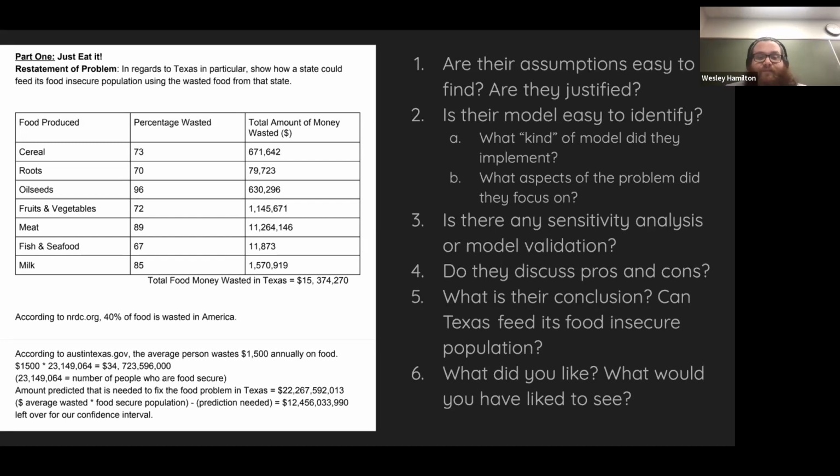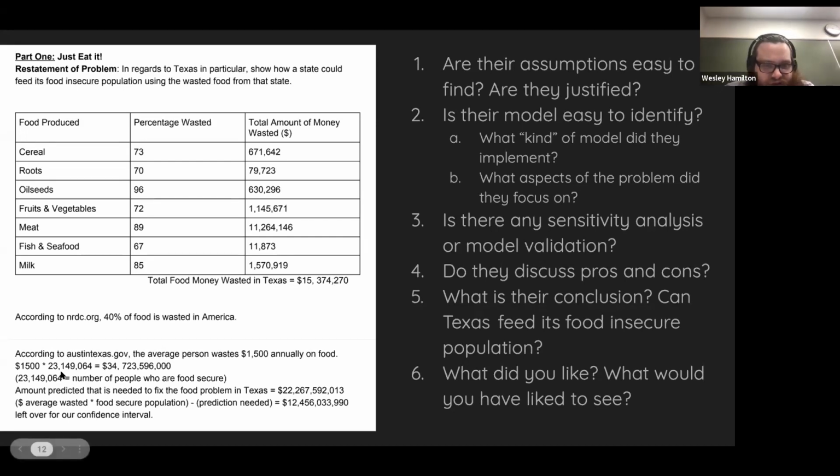Okay. There's a lot to be desired in the submission. Another response says: I can't see how the table and total food money wasted in Texas comes into play. That's a very good point, and exactly something I was thinking. We notice they have a table where they split food into different groups, with the percentage wasted for each group. Then they give the total amount of money wasted for each group. And then they say total food money wasted in Texas, $15 million.